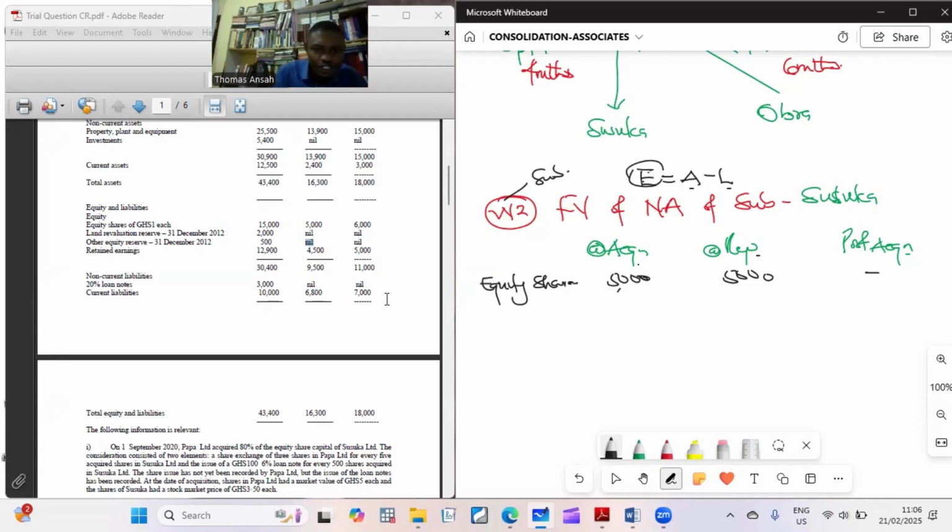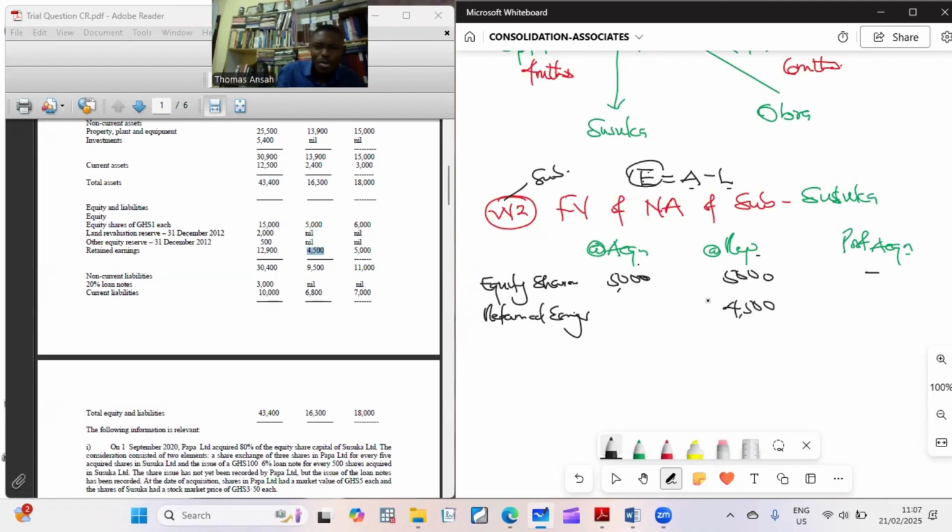Then we have retained earnings, don't we? So here, retained earnings. The retained earnings, the figure that you see in the balance sheet, is prepared at the end of the period. So we call it the reporting date figure. So at reporting is what? 4,500. But what is the acquisition? We don't know.